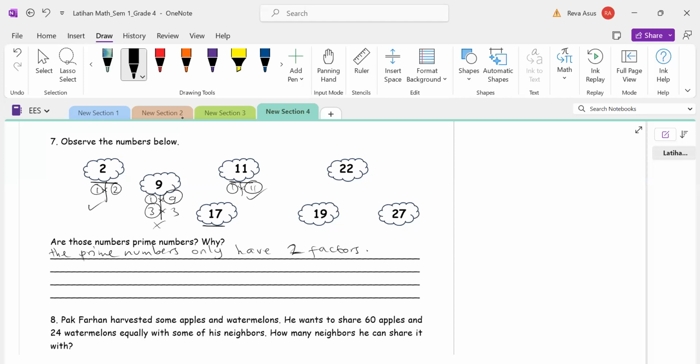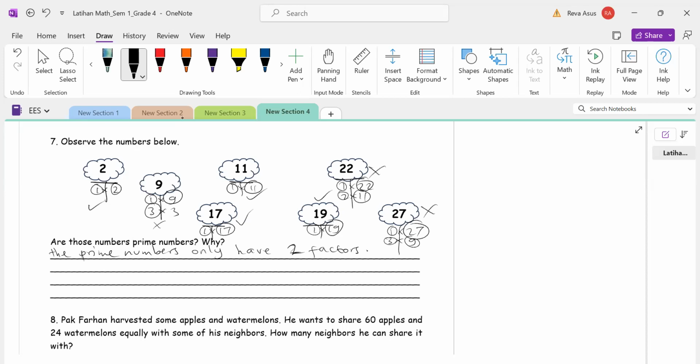And then what about 17? 17 has two factors. It is 1 times 17, so the factors of 17 are 1 and 17. And then next we have 19. 19 is the product of 1 times 19 only, so it is a prime number. And then 22. 22 is the product of 1 times 22, and then 2 times 11. It has 1, 2, 3, 4 factors, so it's not a prime number. 27 is the product of 1 times 27, and then 3 times 9, and then what else? I think only this. So 27 has 4 factors. So that's why it is not a prime number.